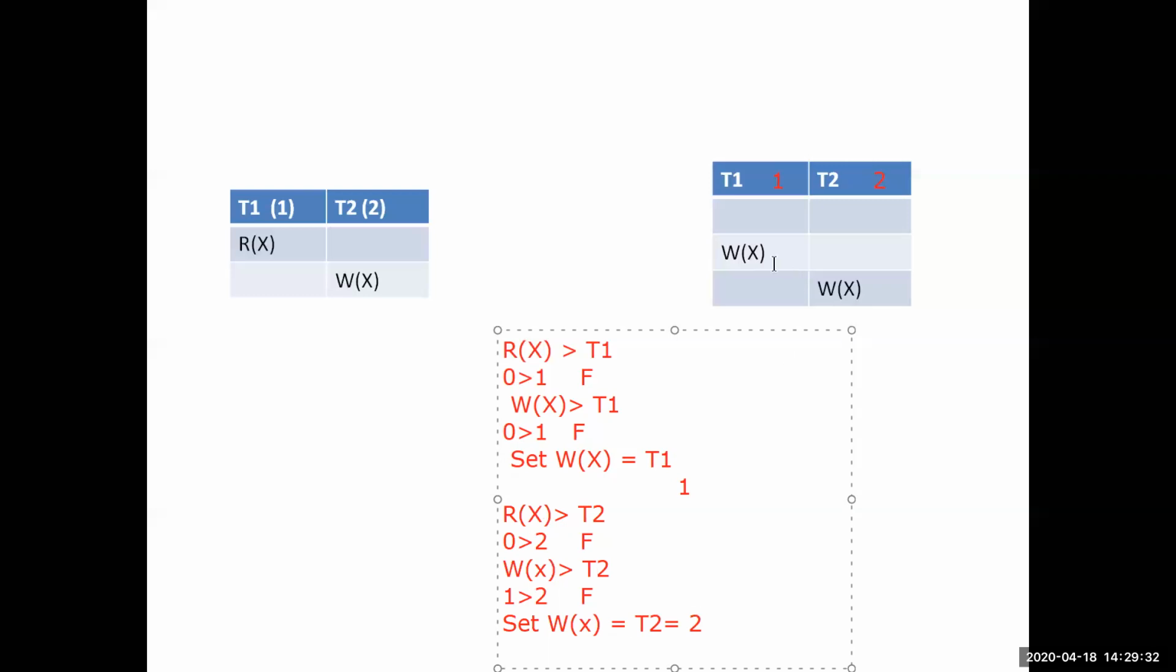So as per the rule, write timestamp of X is the last timestamp when a write operation is performed for that particular transaction. After T1, T2 is performing the write. So this value should be the write timestamp of X, and we are getting that particular answer. That means this operation will also be a successful operation.